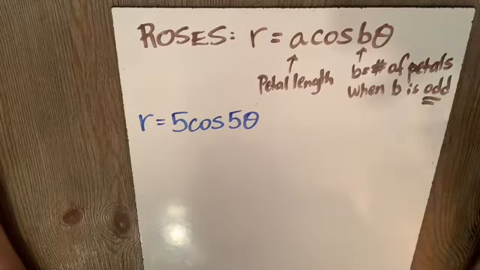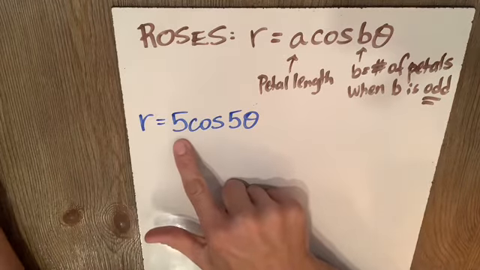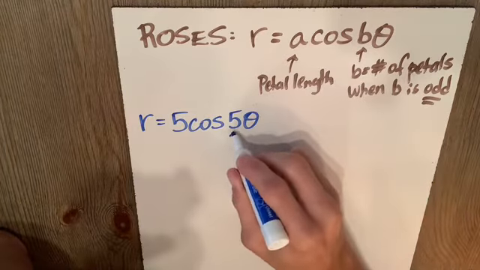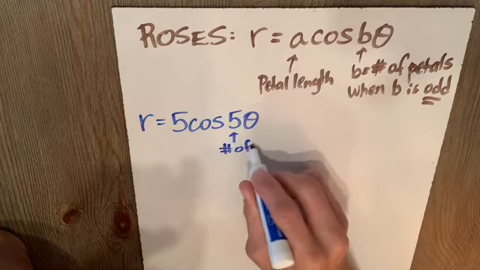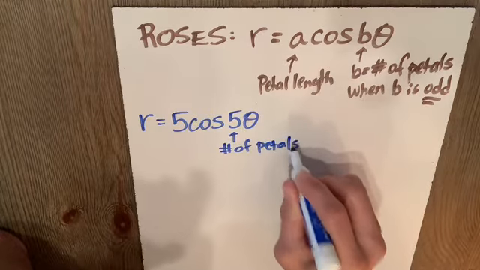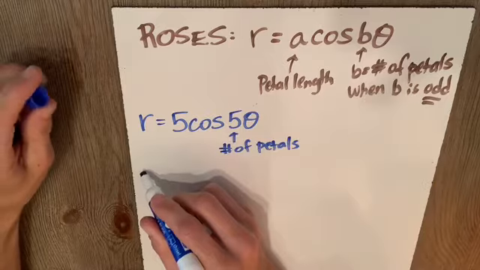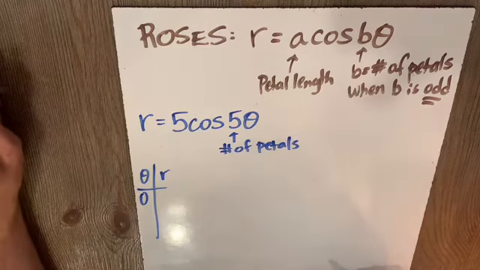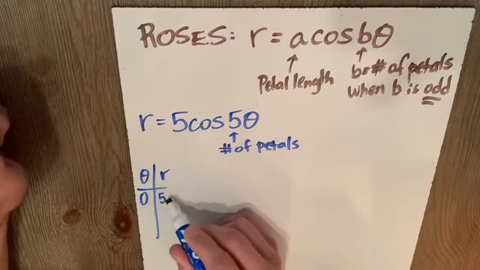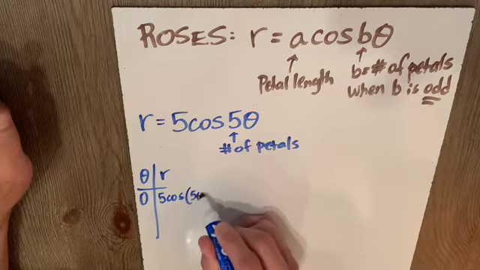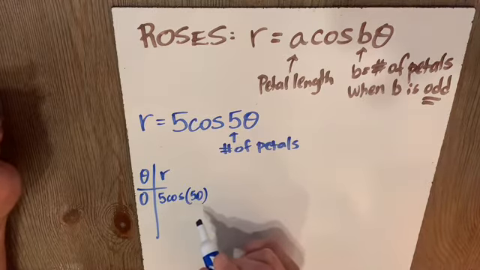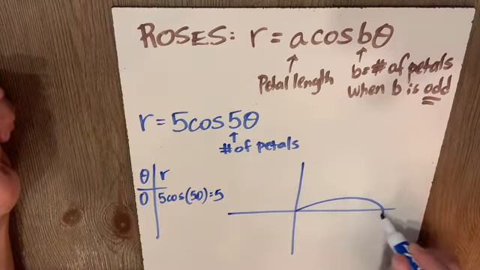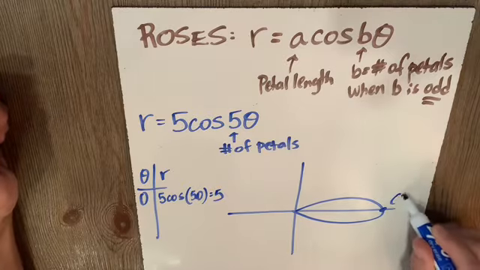Graph 5 cosine 5 theta. Notice again, I'm holding petal length equal to 5. Well, this is odd, so I know that the B here represents number of petals. And I know that's going to be 5. Well, I don't do this often, theta and r, but only if I'm confused. What if I put a 0 in for theta? Well, r would be equal to 5 cosine of 5 times 0. 5 times 0 is 0, cosine 0 is 1 times 5, so I get this. Oh yeah. So I'm looking here and saying it's going to look like this. Here is that point again, 5 comma 0.